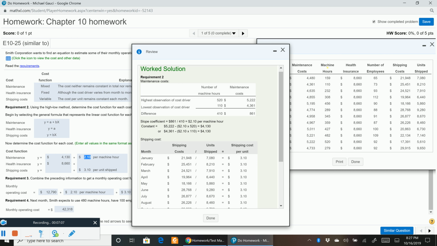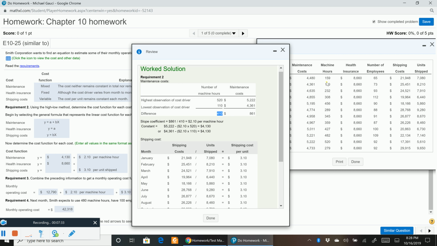So if I take a look at the cost driver, which is machine hours, the high point is November, where we had 520 machine hours. The low point is right here, 110. That's February. Then with the high-low method, we take the high cost driver minus the low cost driver, 520 minus 110, and the difference is 410.